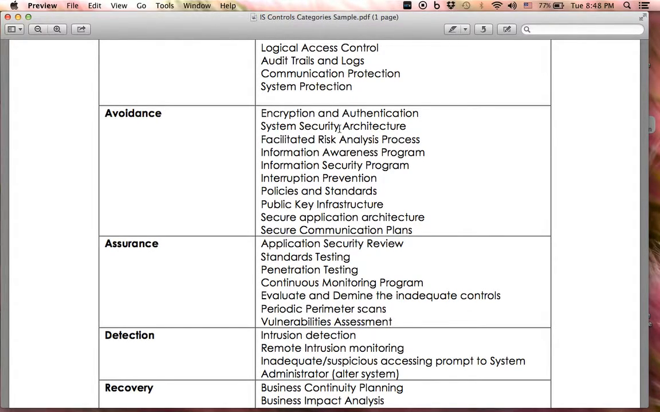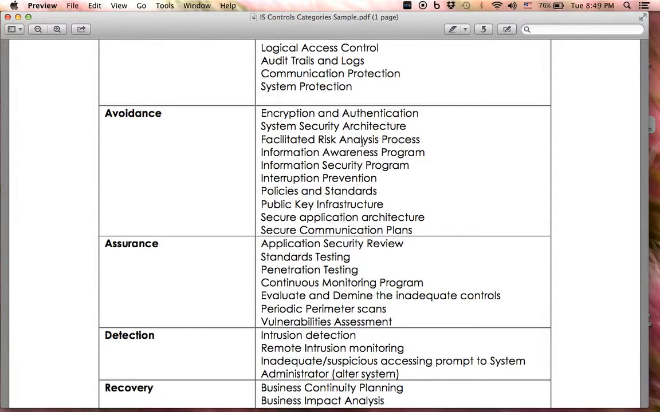The next is system security architecture. This is the way that we design relating to the security aspect. And the next is the facilitate risk analysis process. In this area we need to make sure the risk can be addressed and analyzed, what is the process risk, what is the gap analysis in the process, from one process to another process, something like that.